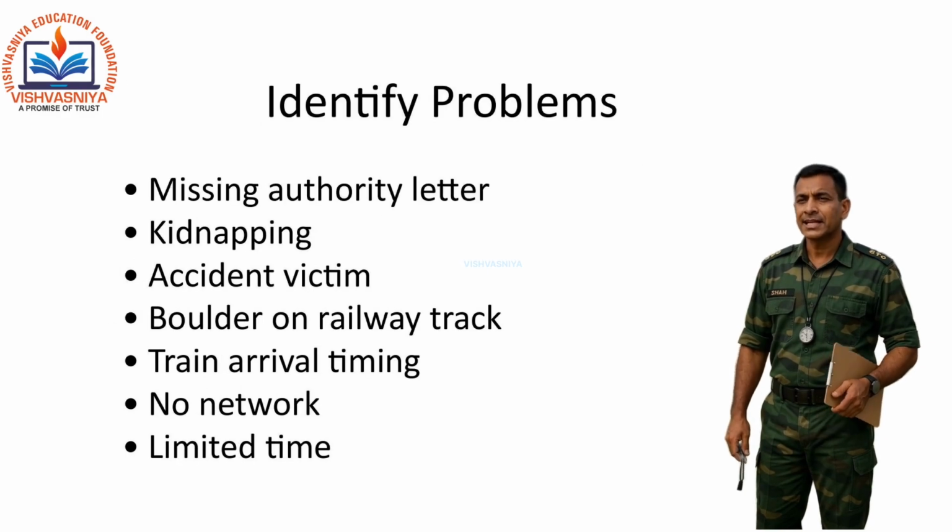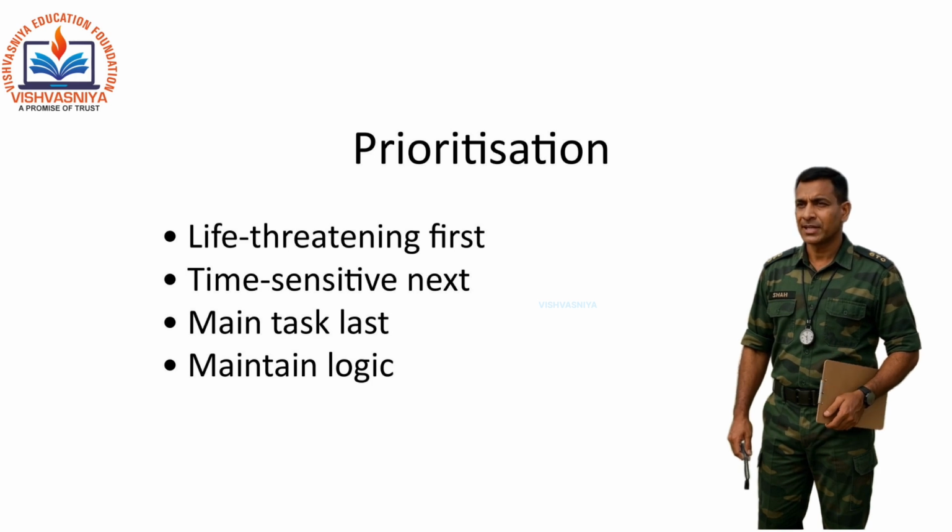In every GPE, the first step after reading the narration is to note down all the problems in your solution. This shows the GTO that you understood the situation clearly. In this case, the issues are the missing authority letter, a kidnapping case, an accident victim who is unconscious, a boulder on the railway track, a train arriving soon, no network available, and limited time before your competition. Never miss a problem. Missing one means missing the logic.